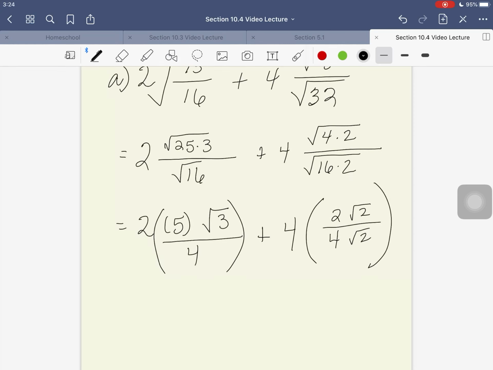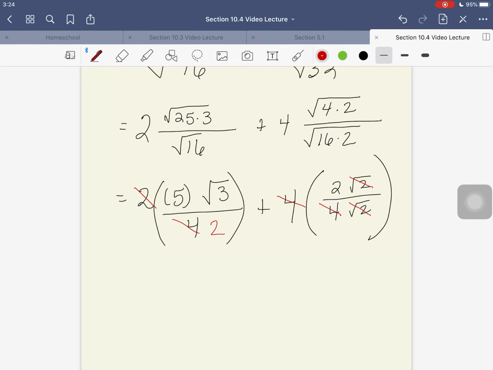All right, now I would look and see what you can possibly cancel out. The 2 and the 4 we can cancel or reduce, and that'll leave a 2 there. Here I can reduce the 4 with the 4, and the square root of 2's will cancel out, and that would just leave 2. So now I have 5 square root of 3 over 2 plus 2.